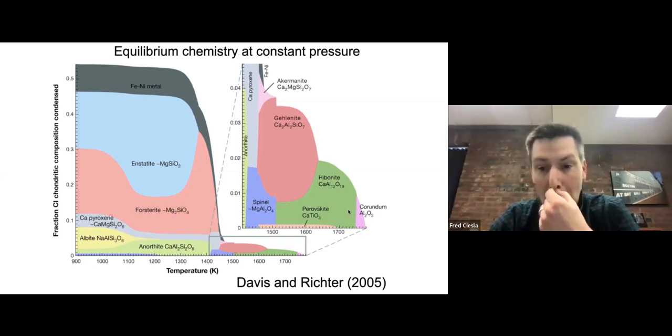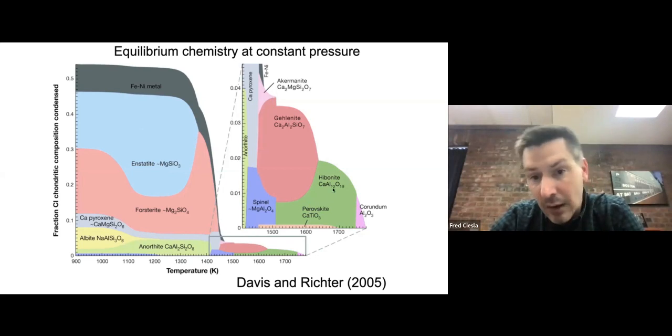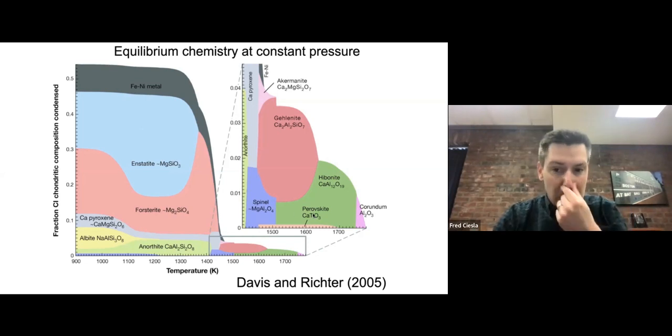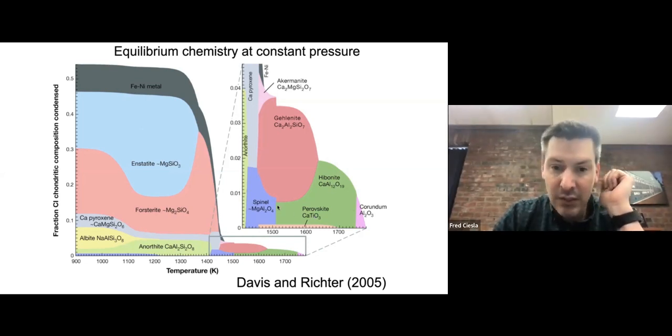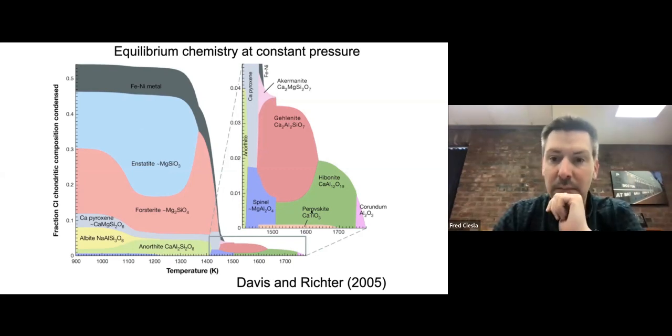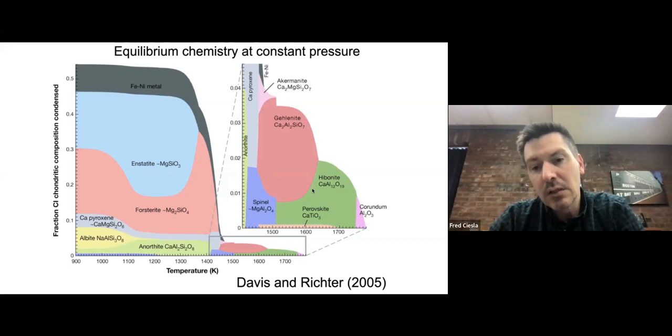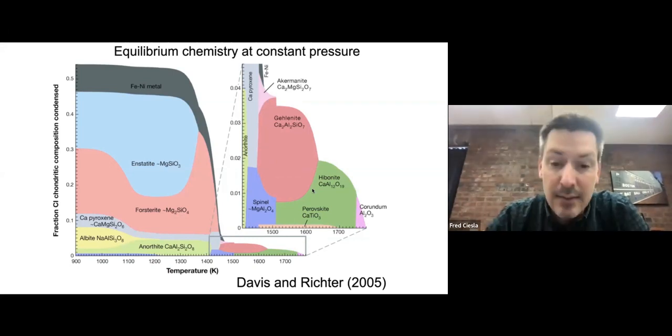As we go to a little bit lower temperature, we get minerals called perovskite, hibonite, spinel. You can see what they have in common is they all contain calcium and aluminum mixed in with some oxygen, some titanium that also condenses at these high temperatures. But these are the species, the minerals, that we expect to form at these high temperatures.